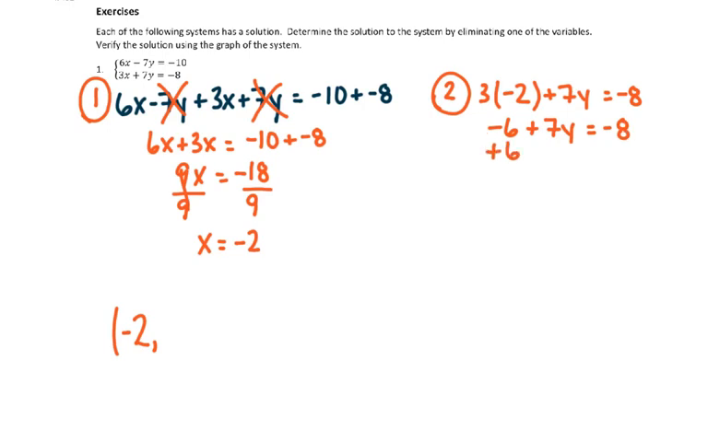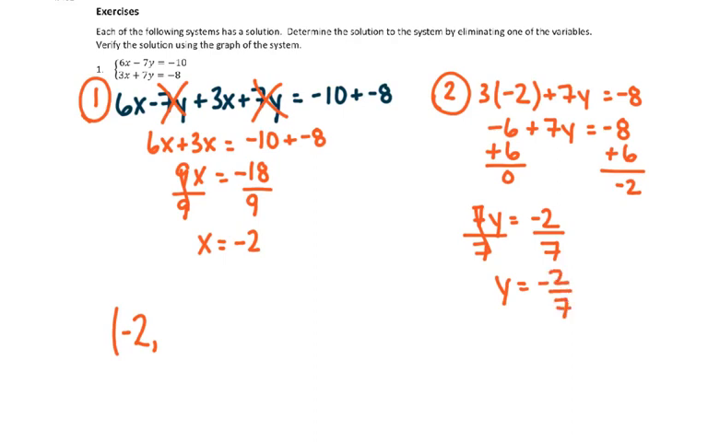So I'm going to add 6 to both sides. So now I have negative 2. So I've got 7y equals negative 2. And now I'm going to divide both sides of this equation by 7 to get y all by itself. So my y value is negative 2 sevenths. So that is the solution to this problem right here: negative 2 and negative 2 sevenths. So the solution would be found along the x-axis at negative 2 and the y-axis at negative 2 sevenths. So this was one of the easier ones for us to solve.